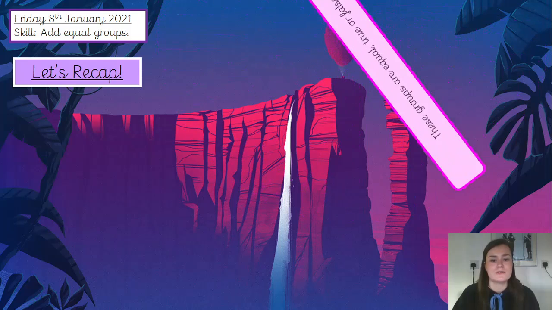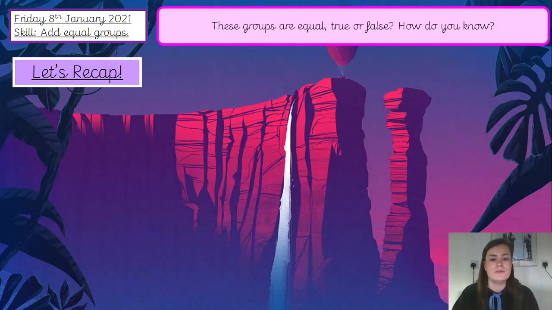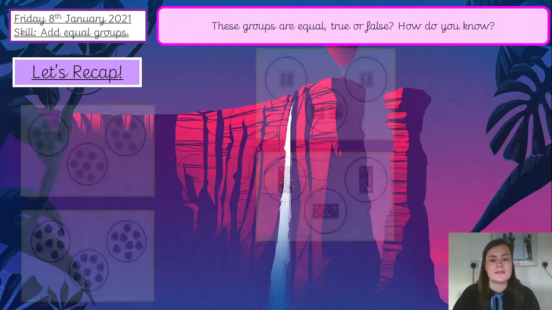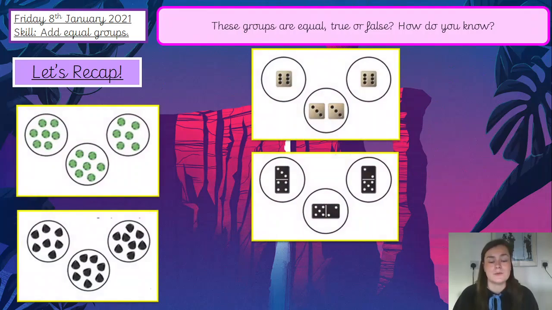So these groups are equal, true or false? I'd like you to have a think about how you know they're equal. So remember, what does equal mean? And pause the video. You don't have to write anything into your books if you are at home. If you're at school, I think these are printed out for you, but if not, then you can do the same. You can just have a think or have a chat to your partner. Are these groups equal, yes or no, true or false? Pause the video and off you go.